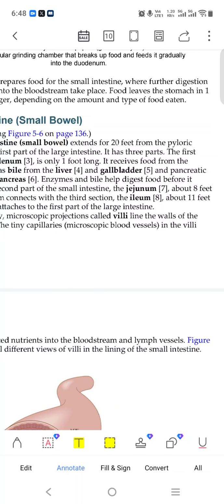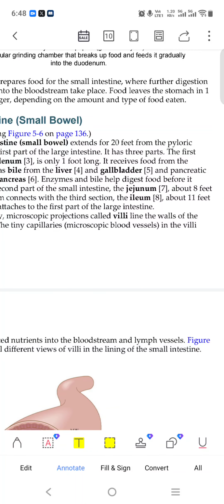You can see villi, villi, villi, this type of lining inside. Lymph vessels are there inside, and blood vessels are there. We say villus for single and villi for multiple. The villi are in the lining of the small intestine. Villi increase the surface area for absorption of nutrition. Large intestine is given.